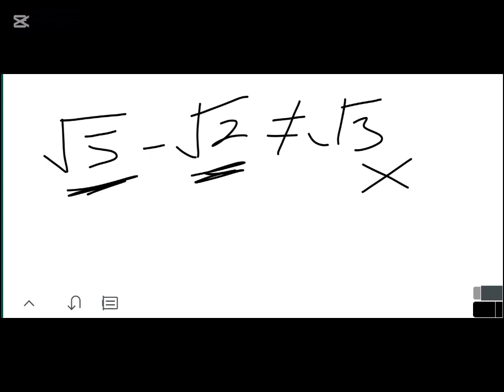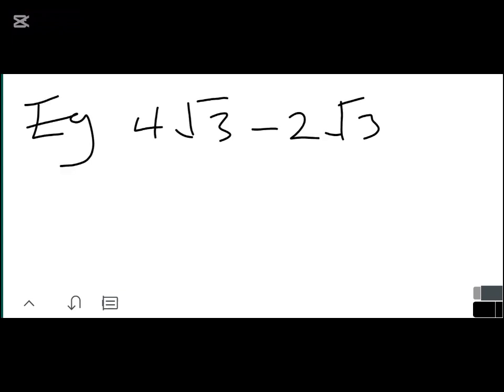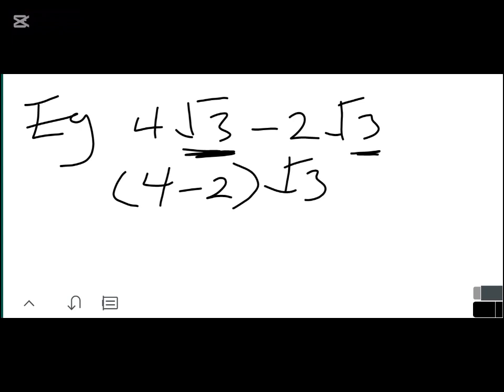So let's take this example. With this example, we can subtract because they are of the same form. Whatever is in this square root sign is the same, square root of 3, square root of 3. So we subtract first what's in front of the square root sign, which is this 4 minus this 2, bracket close, then square root of 3. 4 minus 2 gives us 2. Then we bring our square root of 3. Then we are done. Very simple.